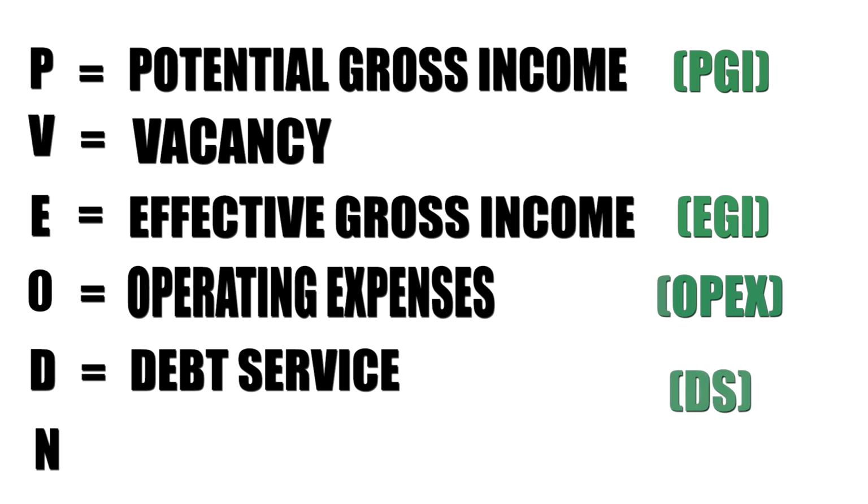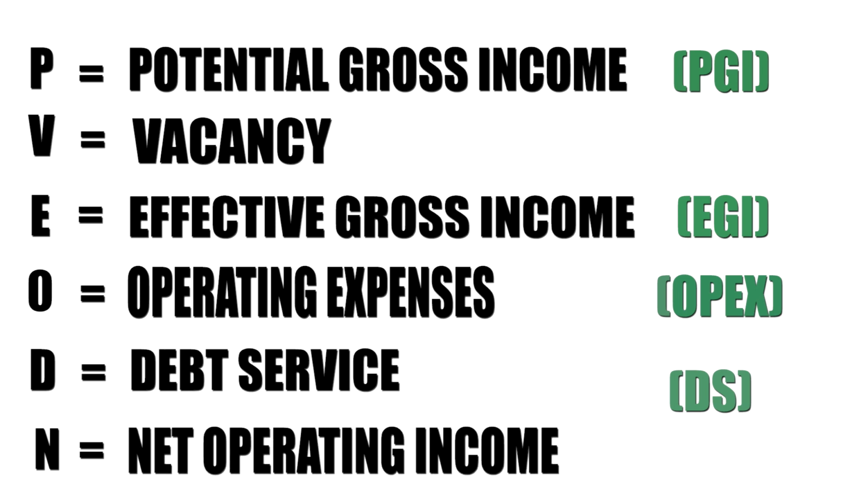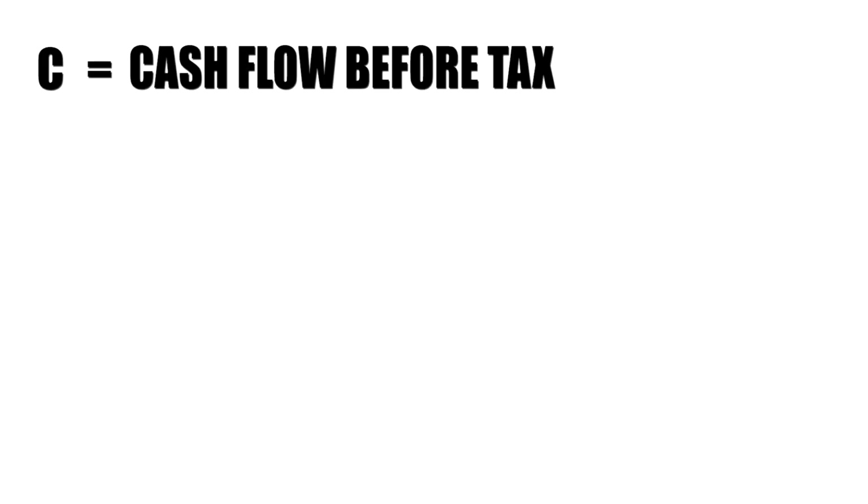Then next one, we have "nasty." Nasty is your net operating income, right? That's basically your effective gross income minus your operating expenses. That gives you your net operating income. Then from the net operating income, you take down the debt service. And finally, the cake, right? Everybody likes cake. The cake stands for cash flow before taxes, CFBT. So we've got the basic formula: poor wins, eats old, nasty, dry cake. You have it in a nutshell.